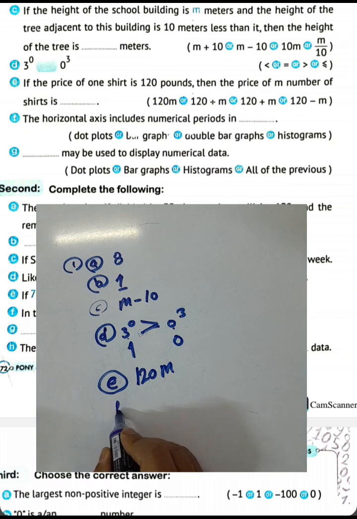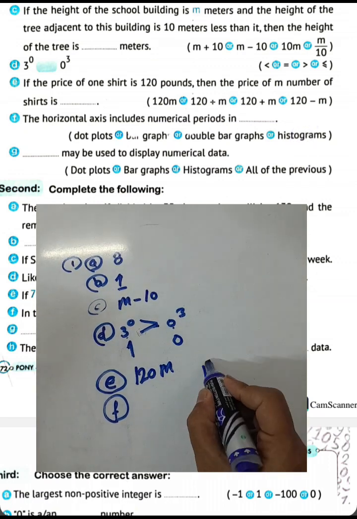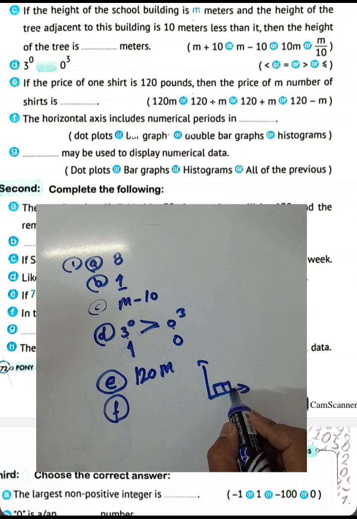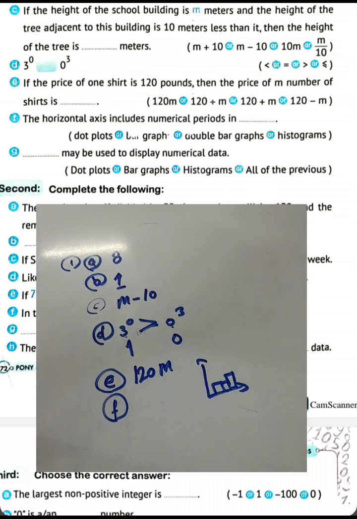Question letter F, the horizontal axis includes numerical intervals in a histogram. Okay, we use the histogram. In the histogram here we have the first interval, second interval, third interval. We have the periods here, periods in a histogram. Right, histogram.